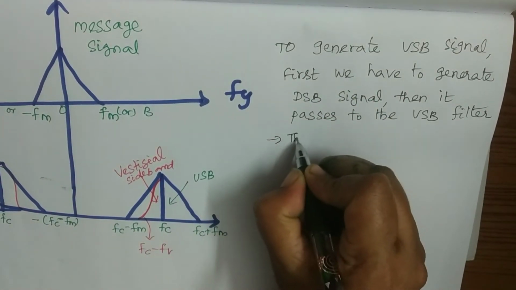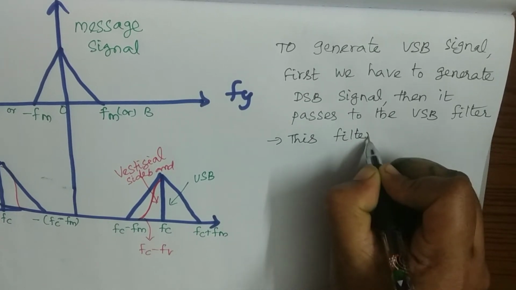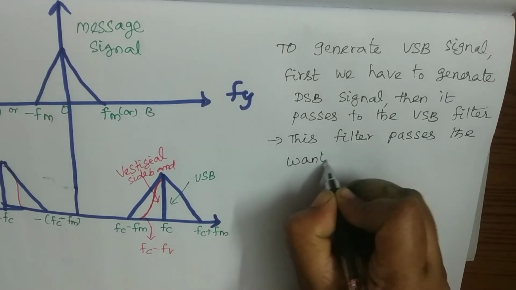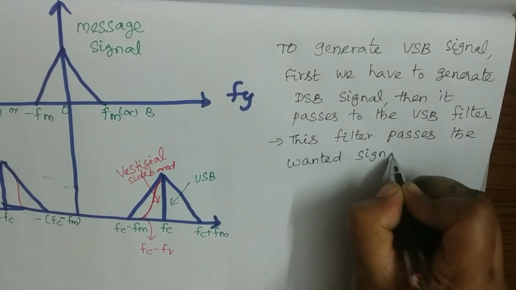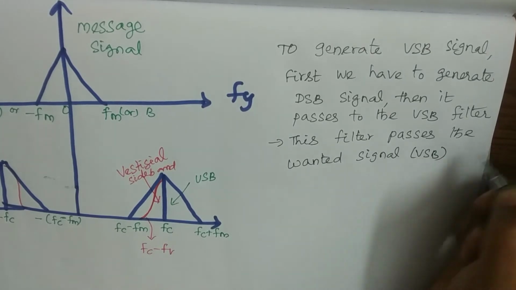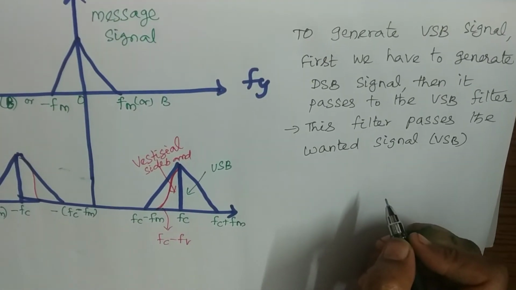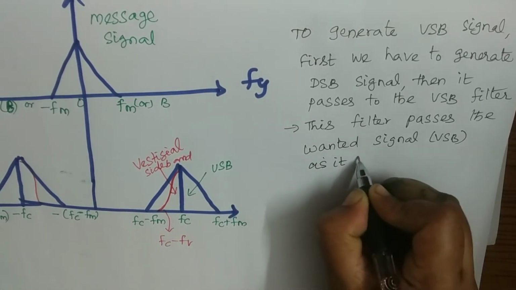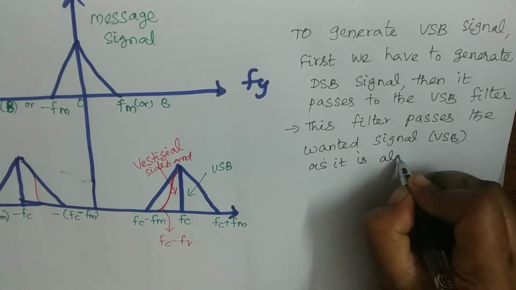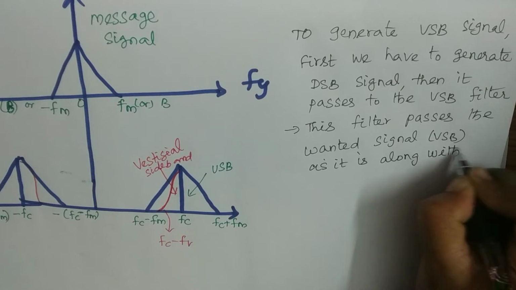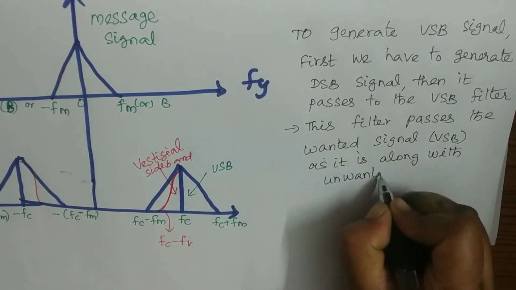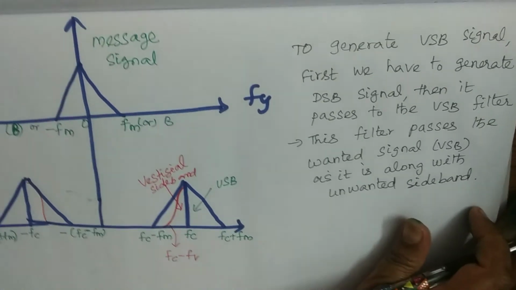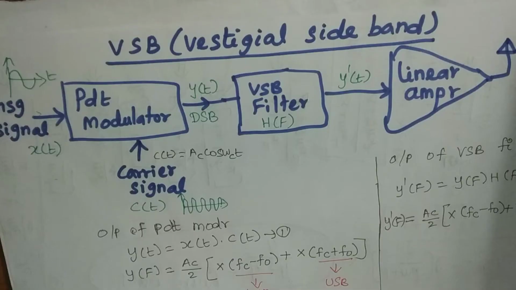So this filter passes the wanted signal, that is the VSB signal, as it is, along with the unwanted sideband. So in this way the VSB signal is generated.